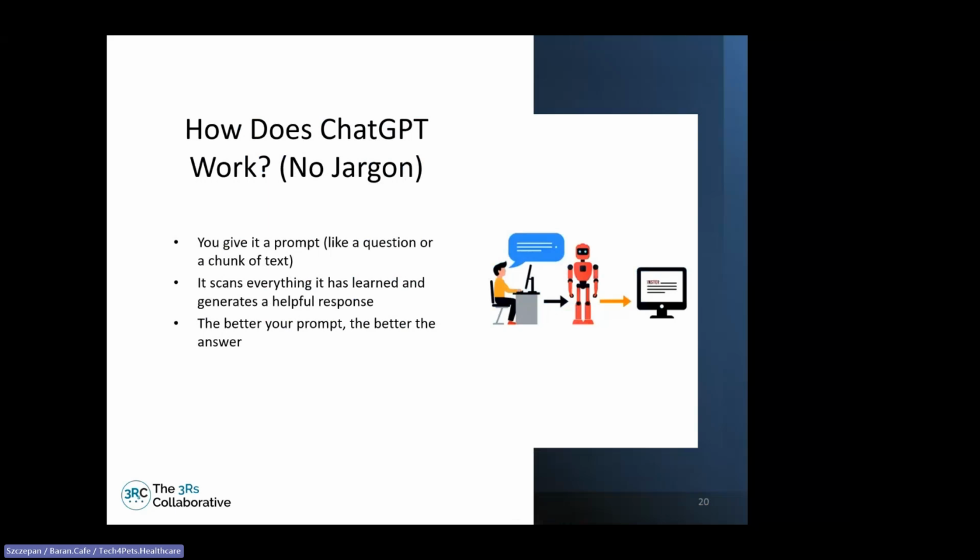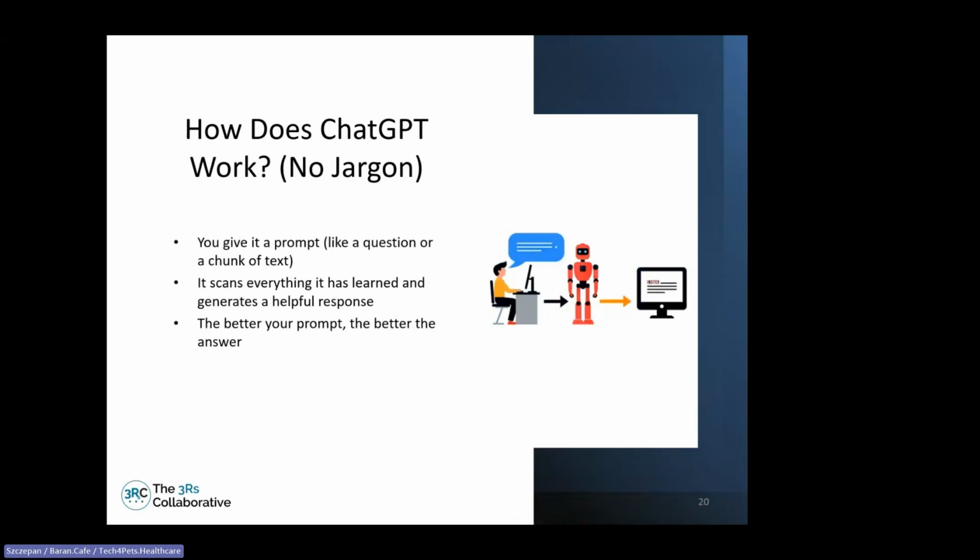So you're going to give it a prompt, and we'll talk about the prompts a little bit today, but also in future webinars. How you prompt, how you describe your question, makes a huge impact on the answers that you get. So we'll show you some of that. It can scan everything it has learned and generate helpful answers.